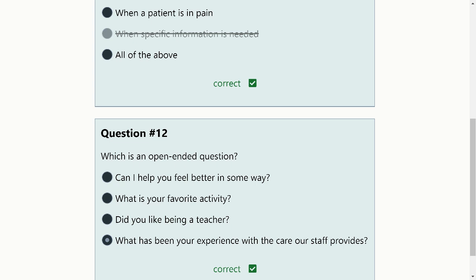What has been your experience with the care our staff provides? You ask them that, they're going to hopefully describe how their stay has been or their experience wherever they're at. Because with these questions, you can just be like, can I help you? Nope. What's your favorite activity? Reading. Do you like being a teacher? No. They can just answer with one answer there.